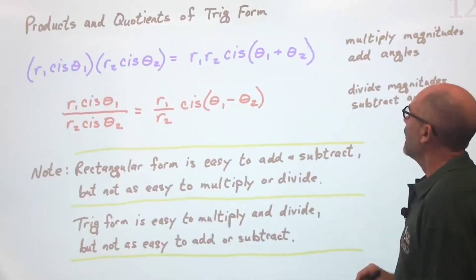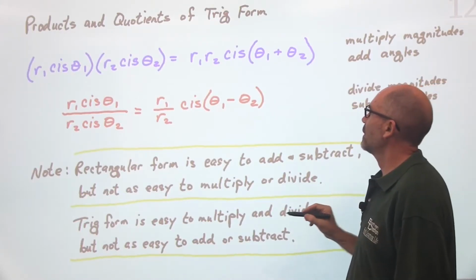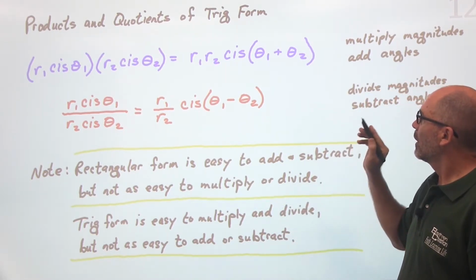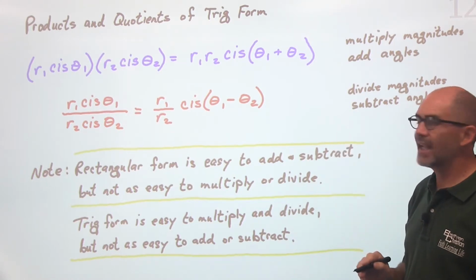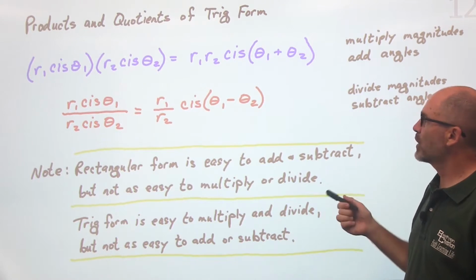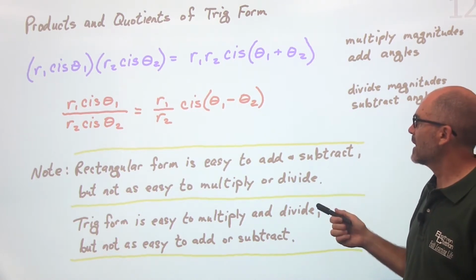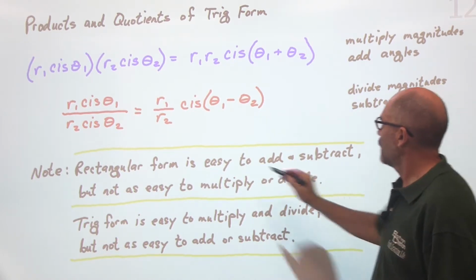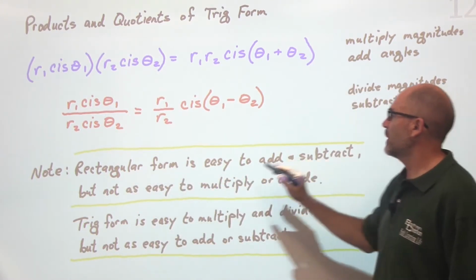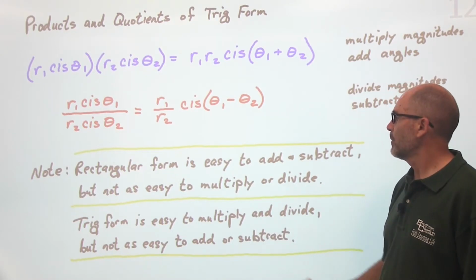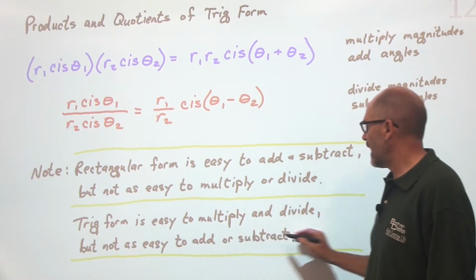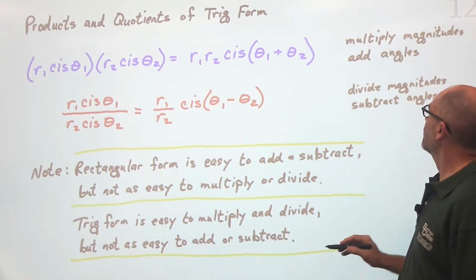Okay, cruising onward. Now how about products and quotients of trig forms? That's where trig form is handy, because products and quotients are a lot simpler in trig form than they are in rectangular form. So notice the note here. Rectangular form is easy to add and subtract, but not as easy to multiply or divide. Trig form is easy to multiply or divide, but not as easy to add and subtract. Okay, let's see what we mean by that.